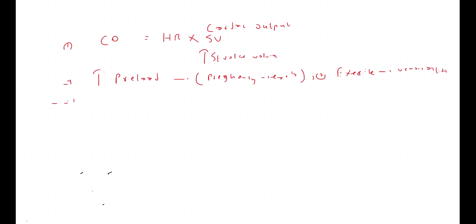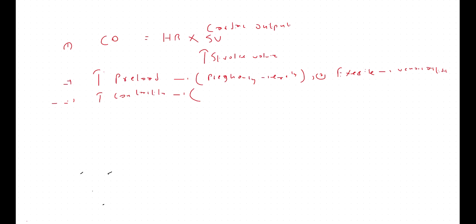Another parameter which will increase your stroke volume will be increased heart contractility. When you increase the contractility of the heart, it means more blood will be coming out of the heart. So how will you increase the contractility of the myocardium?